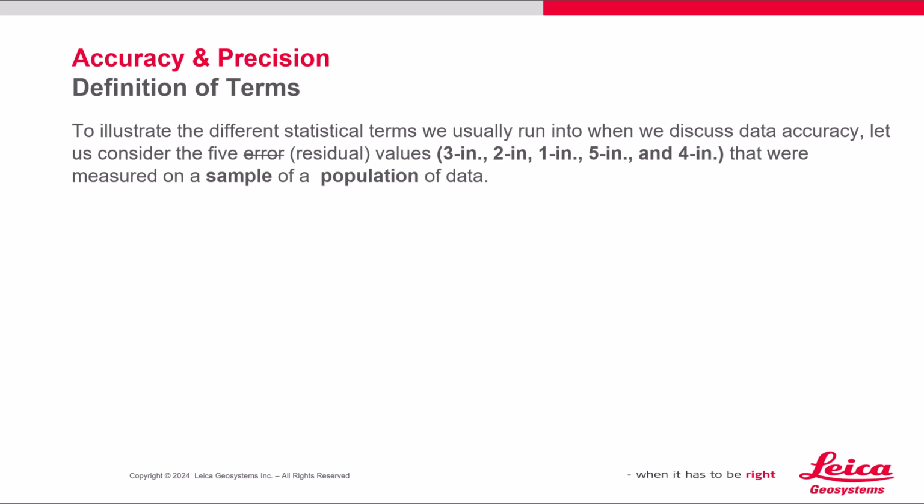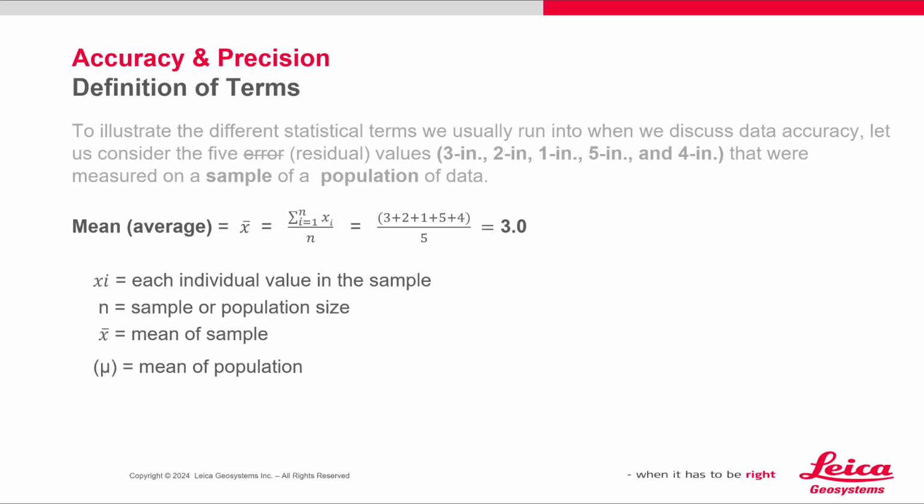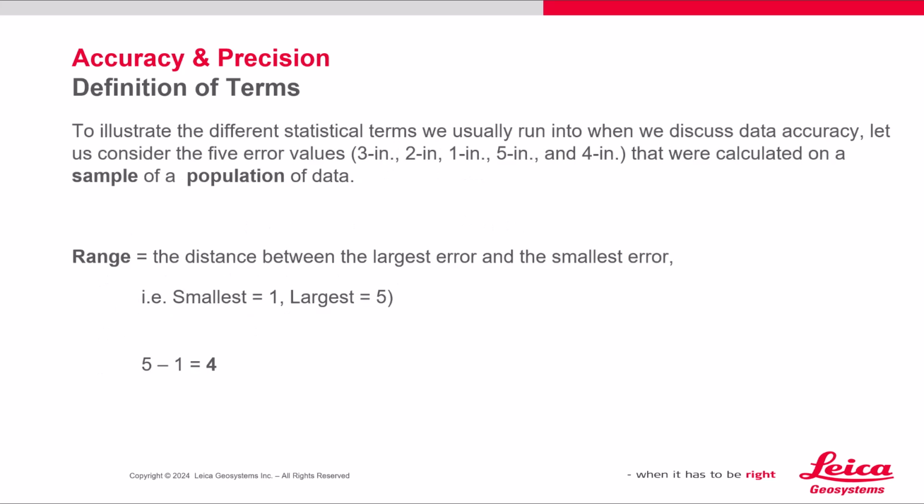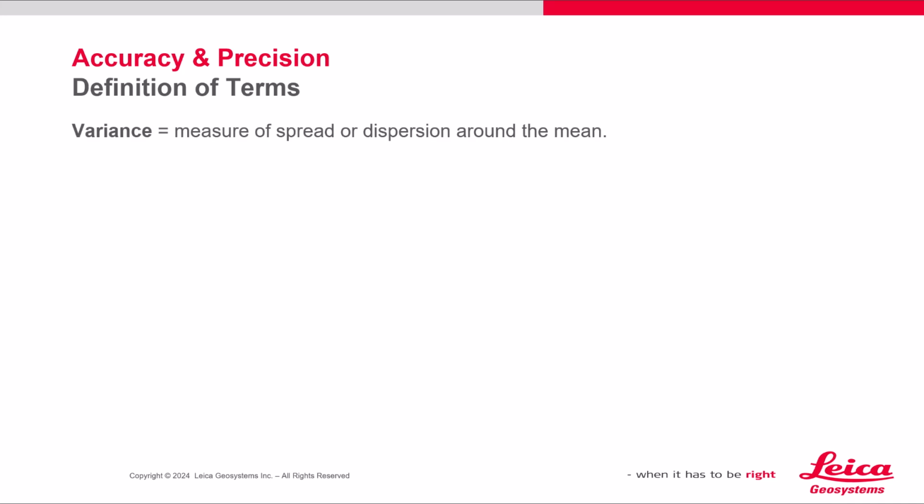To illustrate the difference, let's look at a nice example of some measurements: 3 inches, 2 inches, 1, 5, and 4. And this was measured as a sample of the population, not the population. So taking the average, just like normal, nothing fancy there, add them up, divide by number 5 is 3.0. And the range is the highest to the lowest, so 5 minus 1 is 4. Now we get into more of the statistics that we're not familiar with. The variance is the measure of spread of dispersion around the mean. It's the mean square of all the errors.